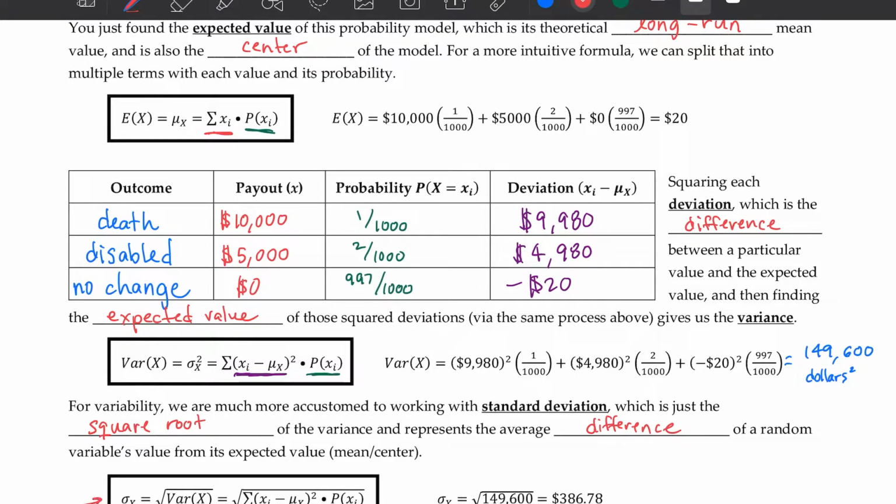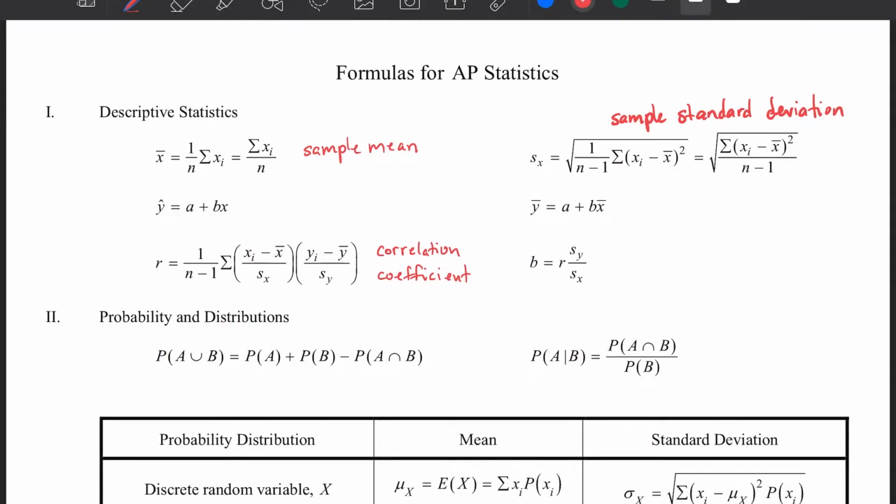So of course, when we do that here, so I have the formula for what is standard deviation. We take the square root of variance, and in this case, we came up with $386.78. So that's a little more in tune with what I would expect with the context. Dollars, not dollars squared. So you might be thinking, wait a minute, there's 3 formulas here. So I have to memorize all these formulas?